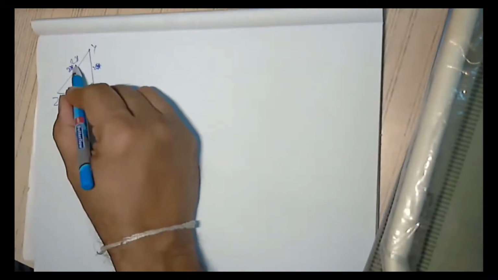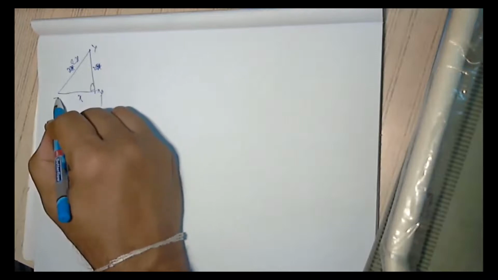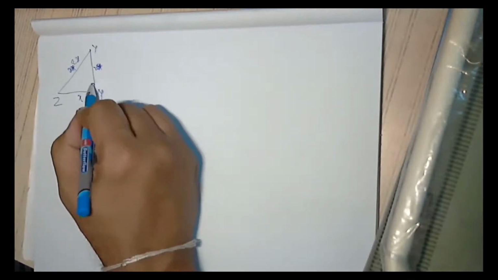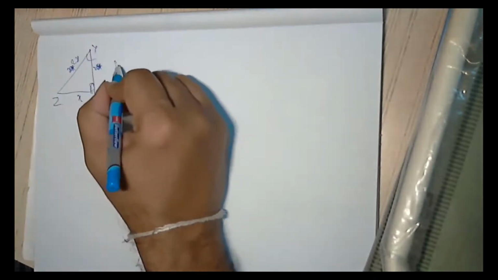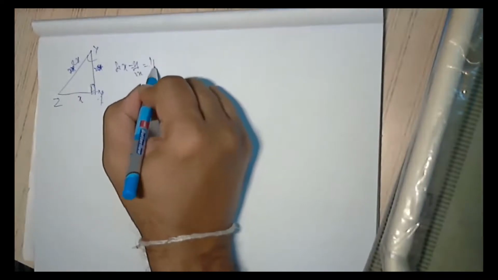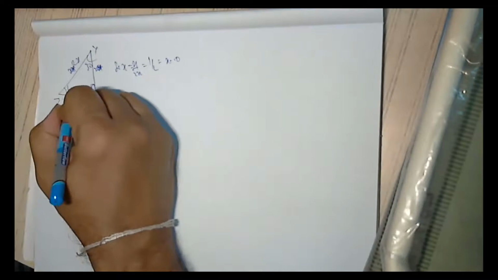Okay. Instead of taking XY as 2X, I am taking YZ as 2X. This is X, this is 90. So then what is sin X? X by 2X, that is 1 by 2. That is, X is 30 degrees. So automatically this is 60 degrees.